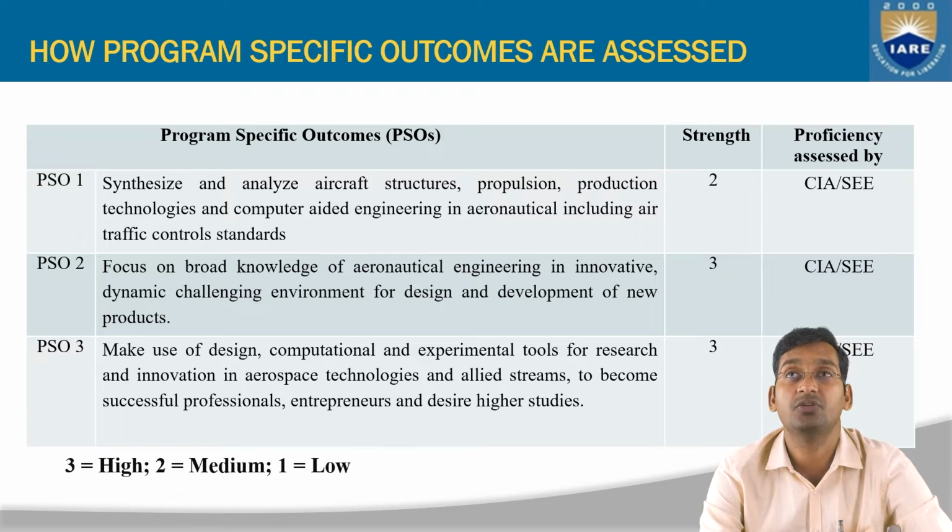How program specific outcomes are assessed. So first, PSO1, right? Synthesize and analyze aircraft structure, propulsion, production technology, and computer-aided engineering in aeronautical engineering and air traffic control standards. So here, medium impact is there in CIA and SEE. PSO2: focus on broad knowledge of aeronautical engineering in an innovative, dynamic, challenging environment for design and development of new products, having a strength 3, means high impact is there in the CIA and SEE. So in CIA and SEE, high impact on the PSO2 will be there.